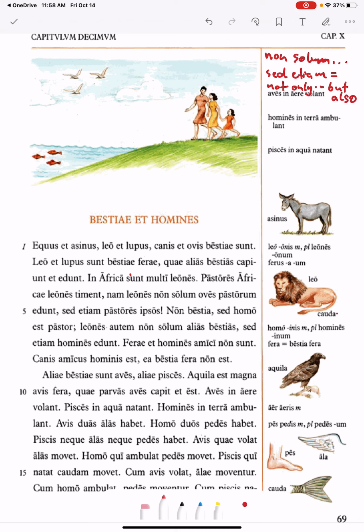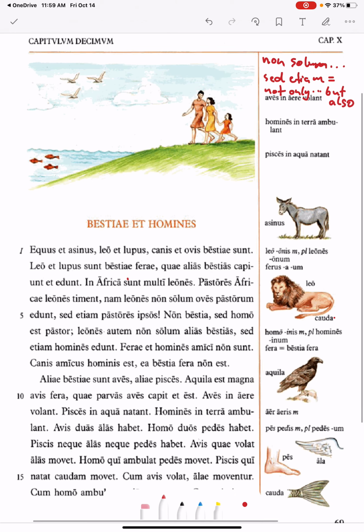And you remember saying ipse in the previous chapter, the lupus ipse, the wolf itself. So here we're saying the shepherds themselves. So that's why the shepherds fear the lions, quia leones edunt pastores. All right, let's keep going. Non bestia, on line 5, sed homo est pastor. Leones autem, non solum alias bestias, sed etiam homines edunt. So it's saying here that the pastor non est bestia, sed est homo.